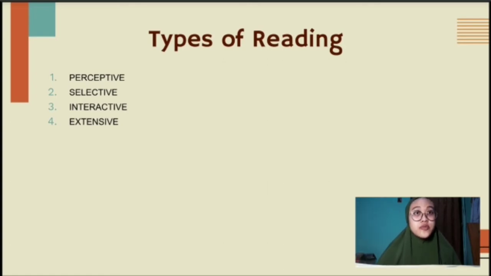There are four types of reading. First, perceptive. Perceptive reading tasks involve attending to the components of larger strands of discourse. Second, selective. This category is largely an artifact of assessment formats. Third, interactive. Interactive reading is reading in which the reader must interact with a text, in a psycholinguistic sense. Fourth, extensive. Extensive reading can include professional articles, essays, technical reports, short stories, and books.